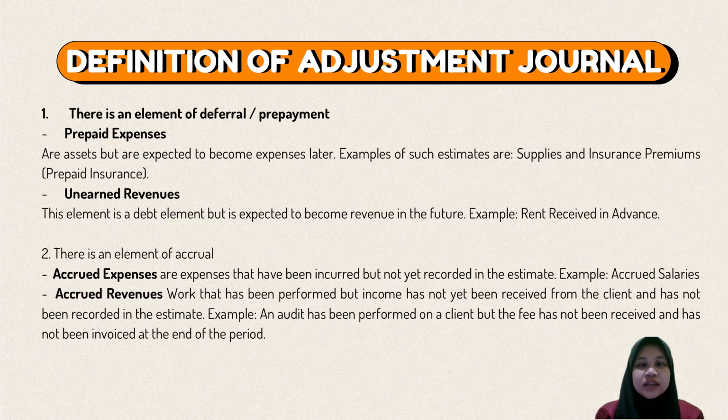Number two, there is an element of accrual. Accrued expenses are expenses that have been incurred but not yet recorded in the estimate. Example, accrued salaries. Next, accrued revenue. Work that has been performed but income has not yet been received from the client and has not been recorded in the estimate. Example, an audit has been performed on a client, but the fee has not been received and has not been recorded at the end of the period.